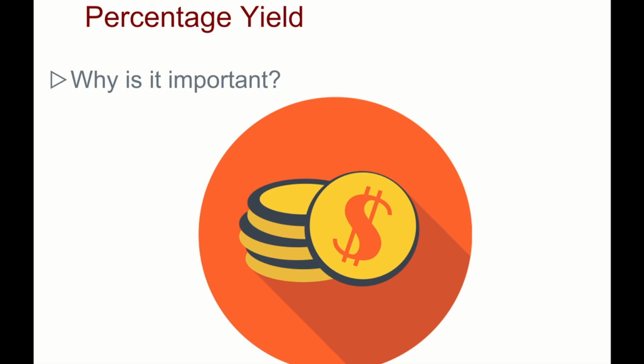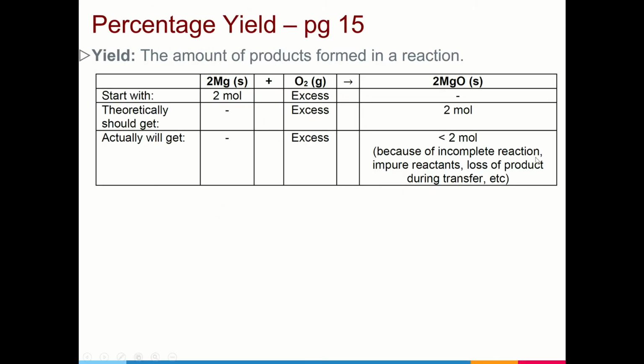So why is it important? Of course, money. Companies that want to produce something expect high percentage yield. Otherwise, there will be a lot of manpower wastage, a lot of chemicals wastage. So let's take a look. Now, percentage yield, we try to aim for 100%, but of course, in reality, it's very hard.